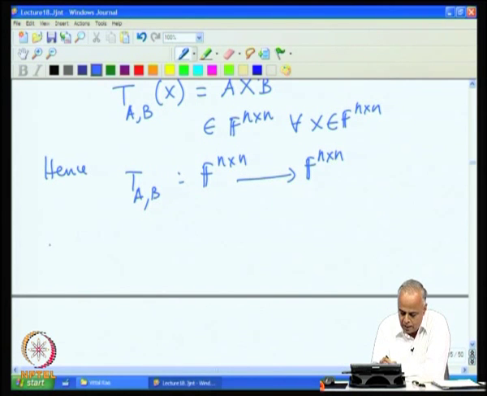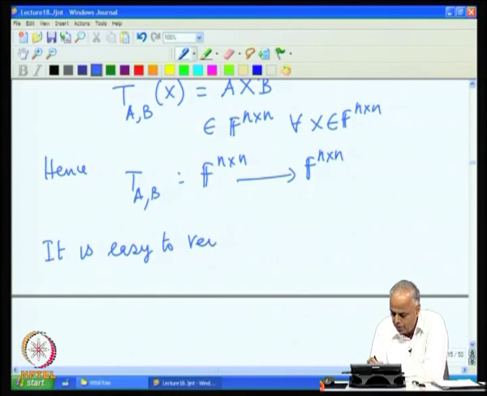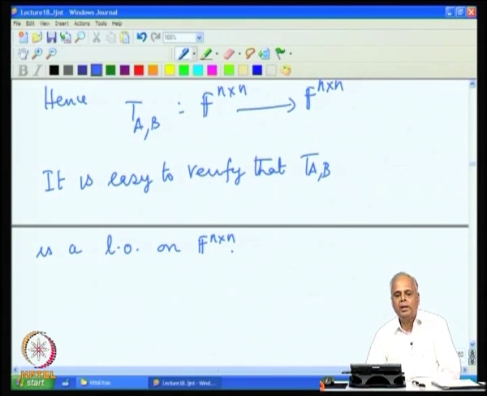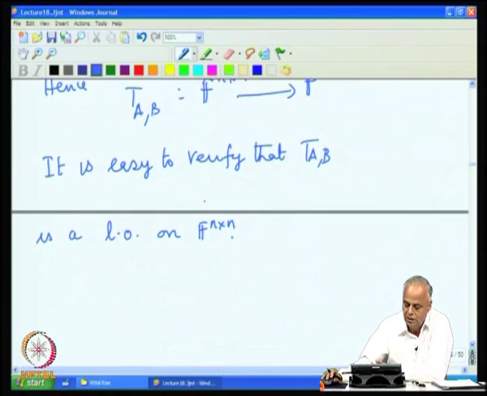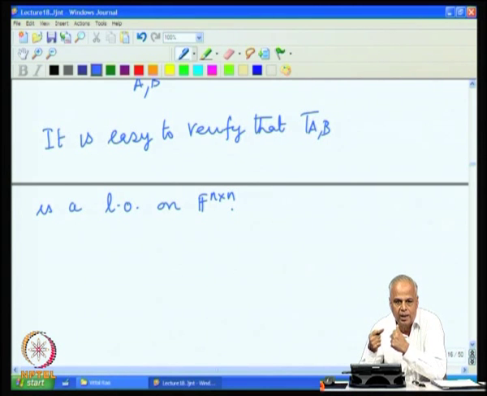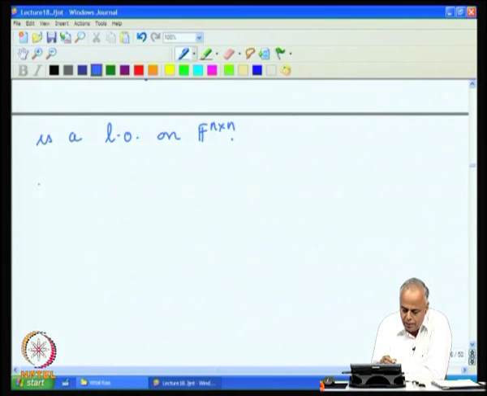Now, we leave it as an exercise to verify. So, we will simply write it is easy to verify. The same arguments we have to carry on to verify that TAB is a linear operator on Fn cross n. We have to again verify that TAB of x plus y is TAB of x plus TAB of y, that is TAB preserves addition, and TAB of alpha x is alpha times TAB of x, that is TAB preserves scalar multiplication. So, we have now a handle on the left and a handle on the right, or a coding from the left and a coding from the right to change the matrix x to a newer matrix, an encoded matrix AXB.